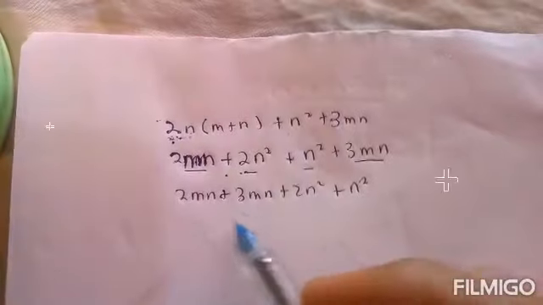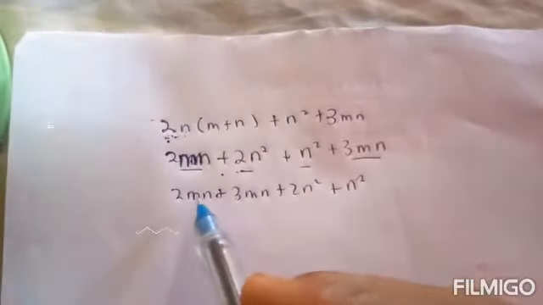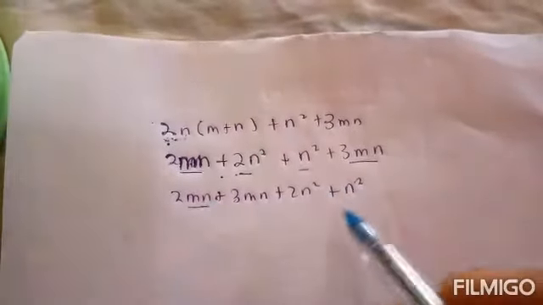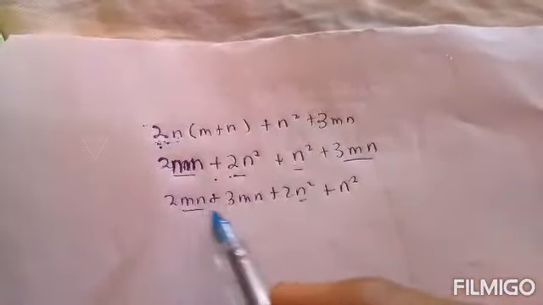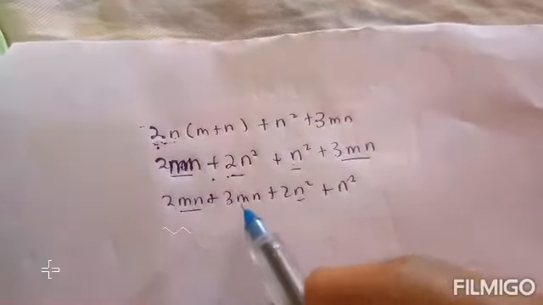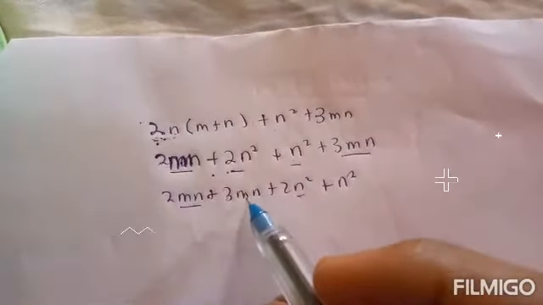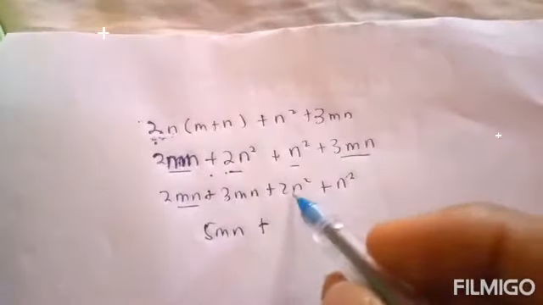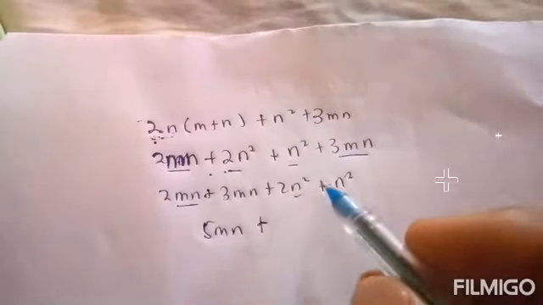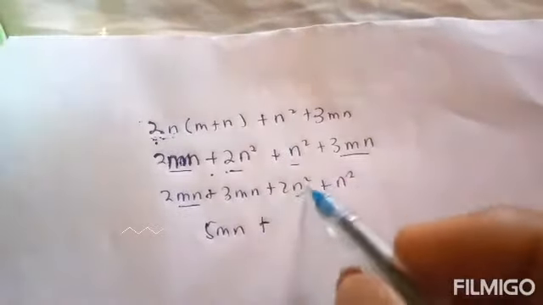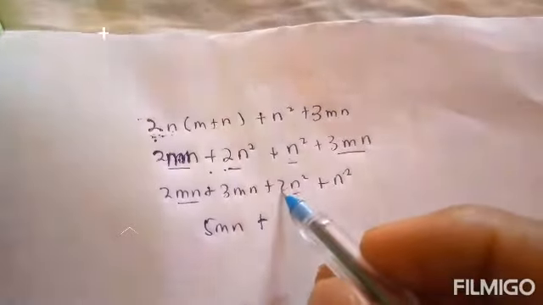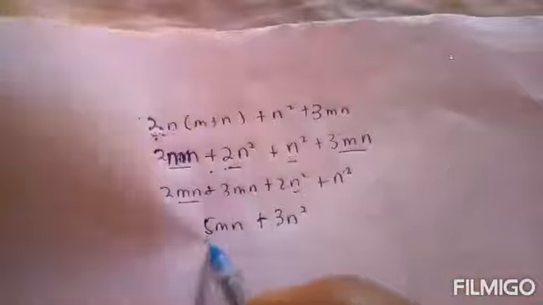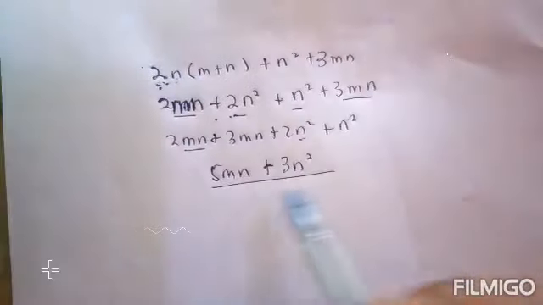Okay. So when you get something like this, you just go on to simplify it. Let it contain only 1mn and then 1n square. So 2mn, if you have 2 of mn and then you have 3 of mn again, when you add them, you are getting 5mn. If you have this n square and you add this 2n square, 2 plus 1 is 3. You get 3n square. So this one will be the answer.